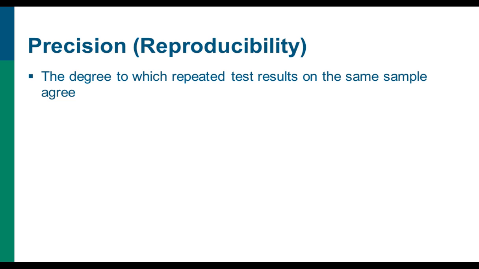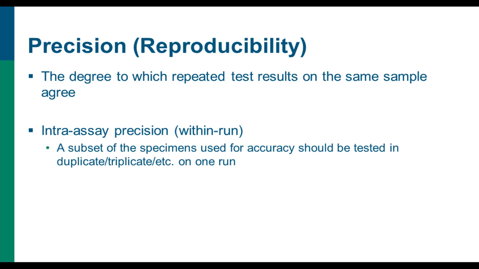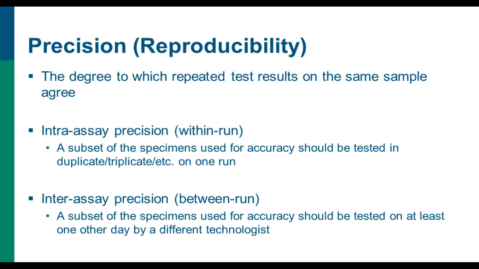In addition to accuracy, one of the requirements for verification validation is precision or reproducibility, and that's looking at if you take the same sample and repeat it multiple times, does it still give the same result? There are two types of precision. There's within-run or intra-assay precision, which is where you want to test the specimen in multiples on one run. So instead of running it in singlet, run it in duplicate, triplicate, etc. And then there's also inter-assay precision, which is between run.